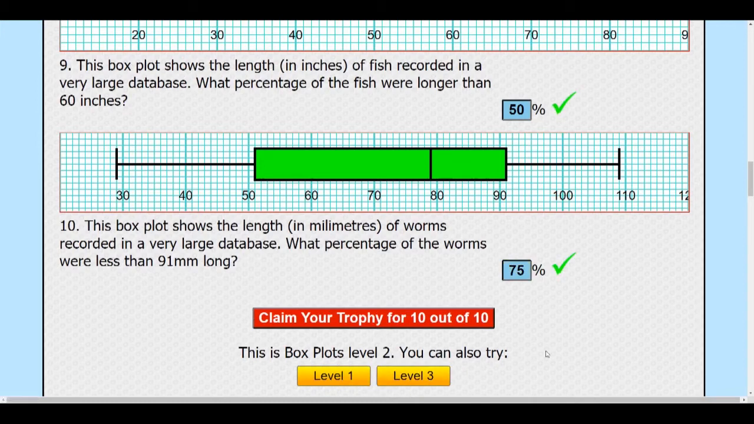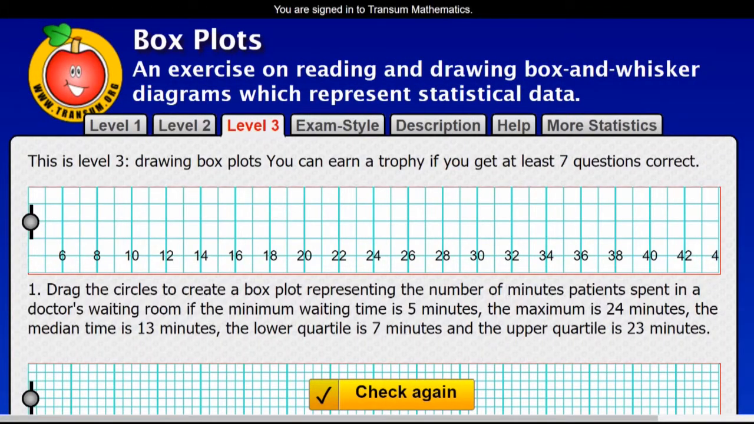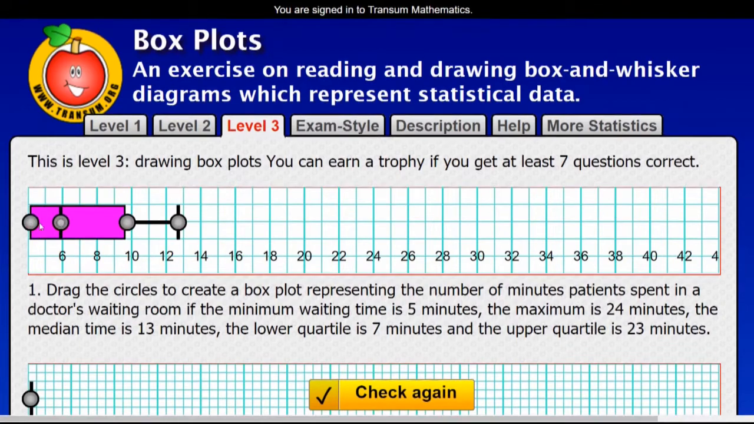And we've got 10 out of 10. We can click on this red button and claim our trophy. And now we're on level 3 of the box plots online exercise. And in this case, what you have to do is drag these handles from the left in order to draw the box plots on the screen. They sort of unfold like this.